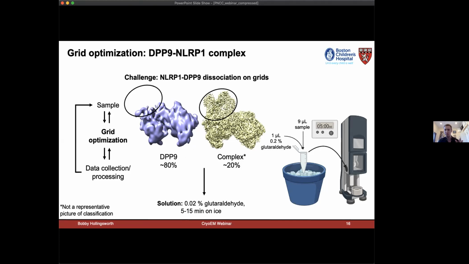And we did this very simply. We just mixed the protein with glutaraldehyde for 5 to 10 minutes immediately before plunging our cryo-EM grids. We'll make a grid or two and then proceed to data collection. And that shifted the population of particles to almost 90% complexes. So we're recovering a lot more data from each micrograph.